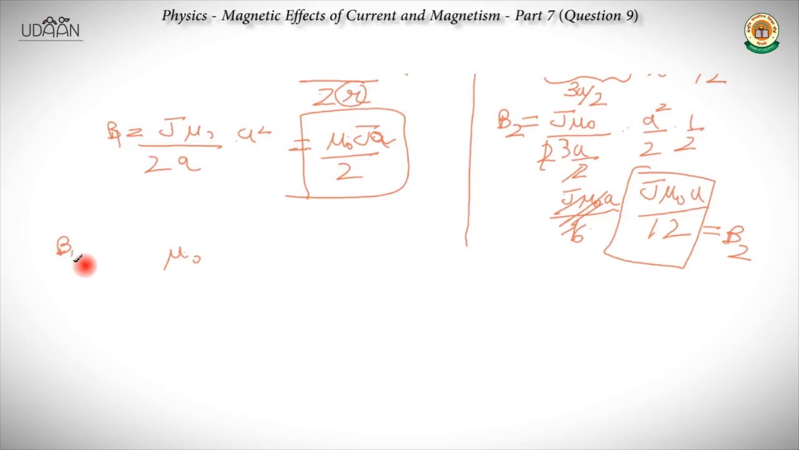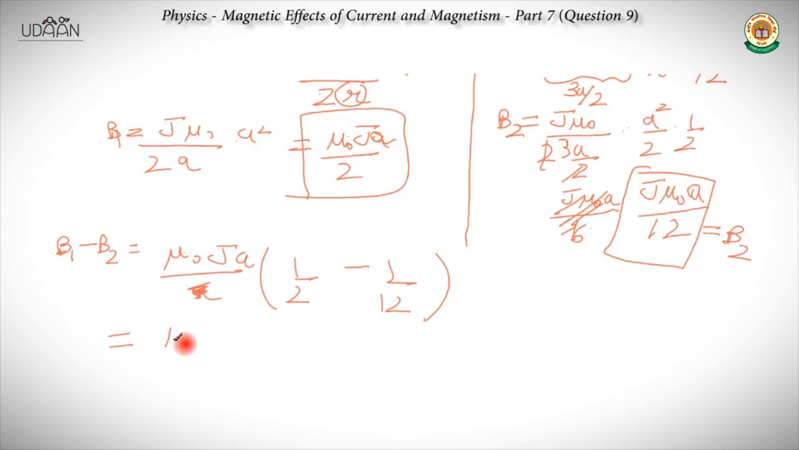So B1 minus B2 equals mu naught J by A, 1 by 2 minus 1 by 12. Does A come in the denominator? It was mu naught J A by 2, and this is our A. A comes in the numerator. Yes, that's correct. It's basically mu naught J A whole into 5 by 12. So the value of n is 5.